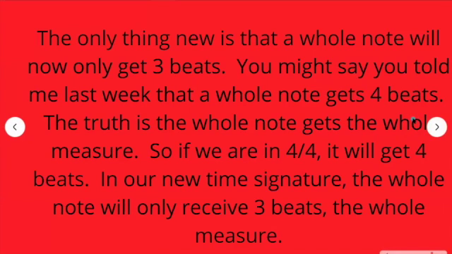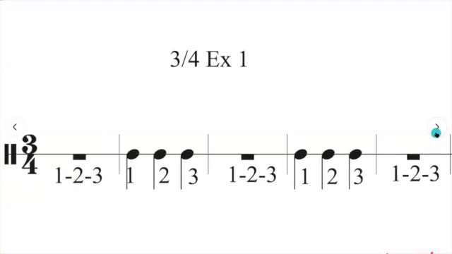You might say, you told me last week that a whole note gets 4 beats. The truth is, the whole note gets the whole measure. So if we're in 4/4, you'll get 4 beats. In our new time signature, the whole note will only receive 3 beats, the whole measure.